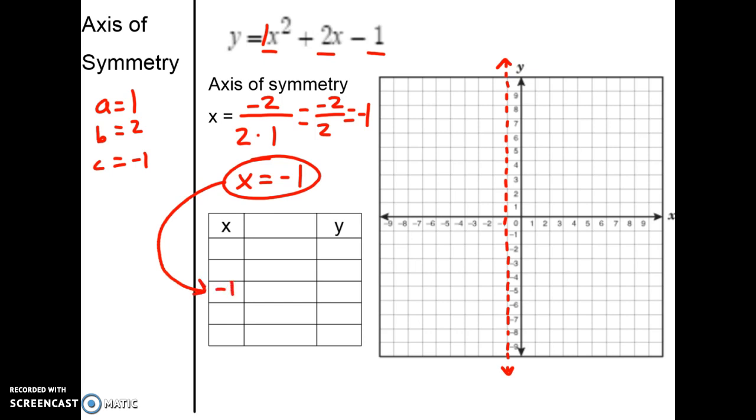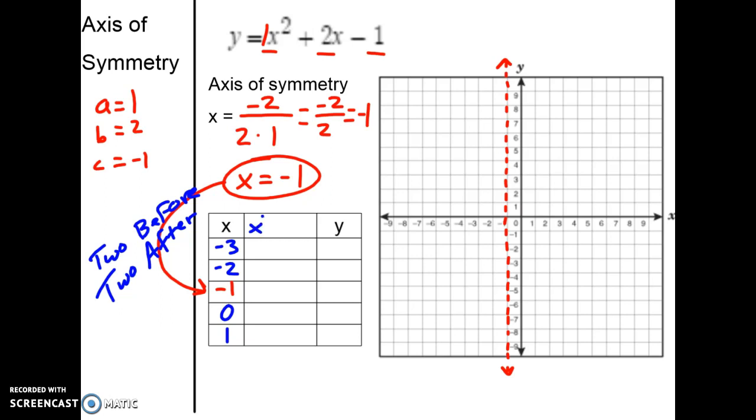This will save us a lot of time and work trying to find the points on our parabola. So then what I would do is I would go 2 values before and 2 values after. So I'm going to go negative 2 and negative 3, and I'm going to go 0 and 1. Okay, so you'll hear me say this a lot. After you find your vertex, or your axis of symmetry, you're going to go 2 before and 2 after. That's very important because our parabola is symmetrical. This will save us some time and some work down the road.